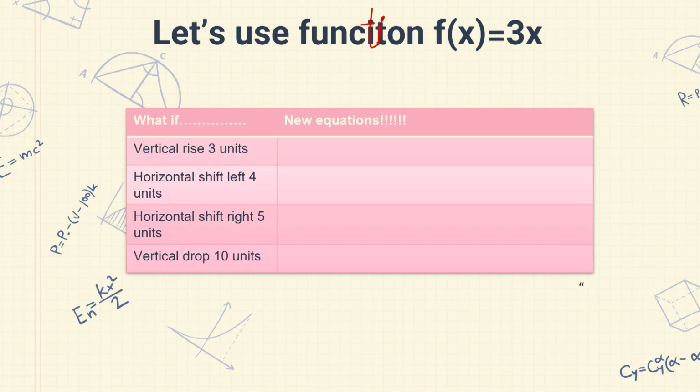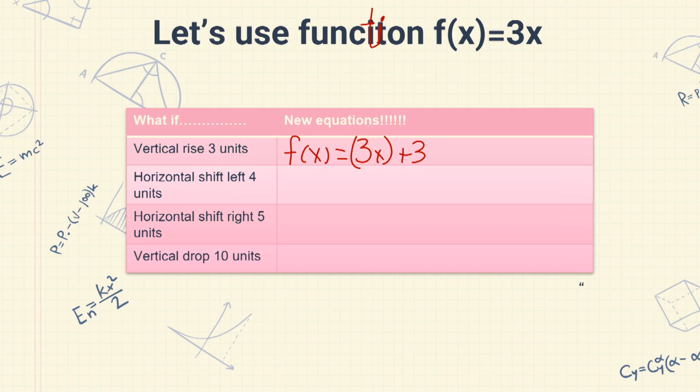So turn to your table partner and see if y'all can figure this out. I'm going to give you about 15 seconds and see if you can figure out what a vertical rise of 3x would look like. All right, so obviously I am doing a vertical rise, so I am adding to the outside of my parentheses. So I have f of x equals 3x, and I'm going to rise, so I am going to have plus 3.